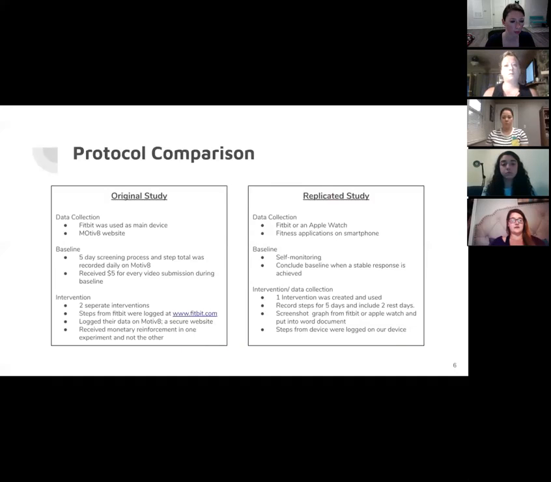When the study was replicated, we took a screenshot of the graphs from either the Fitbit or Apple Watch and put them into a Word document. We also recorded our steps on the actual device and not a website.